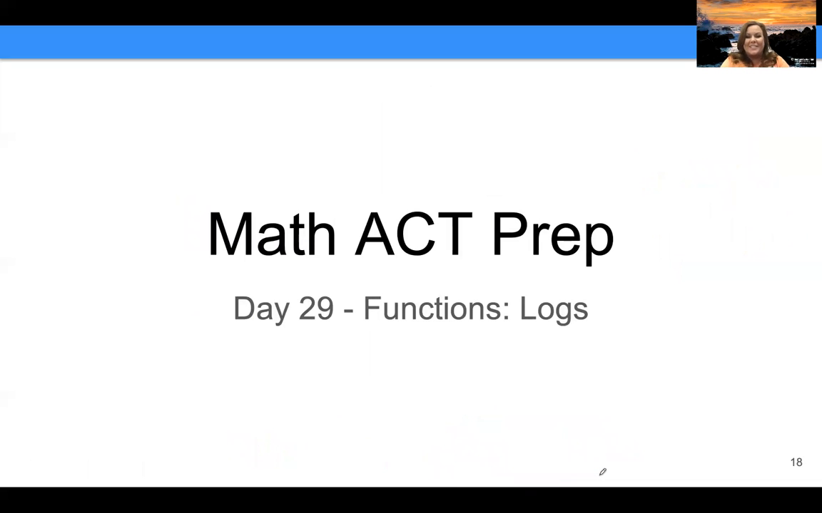Okay, let's get into today's lesson, which is logs. Logs are pretty easy to do. Most students have trouble with it because they have not memorized the steps. This is one where you have to know how to convert from a log to a normal number and from a normal number to a log. And once you do, you've got it mastered.